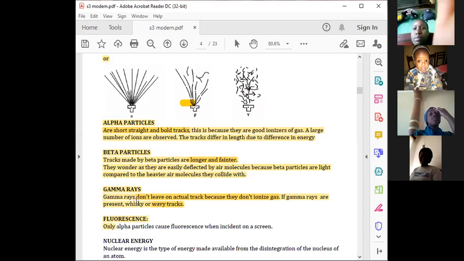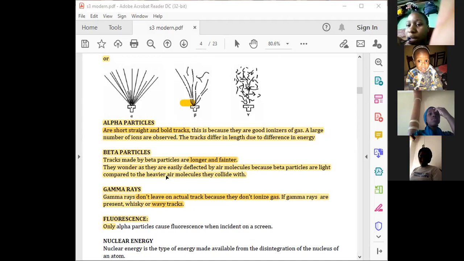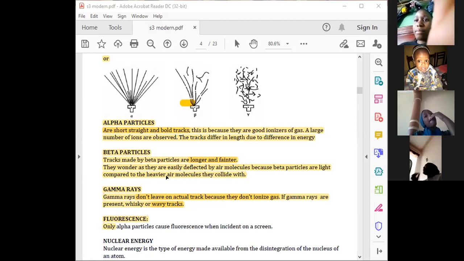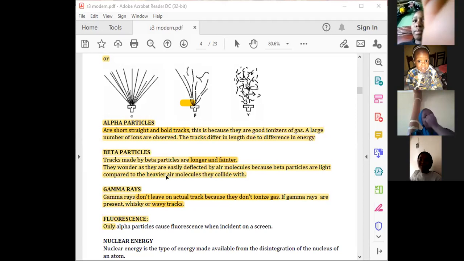Yes, Nabatanzi is raising the hand. You can unmute your mic and talk. Nabatanzi, your hand is raised. Can you? Solomon, your microphone is not muted.